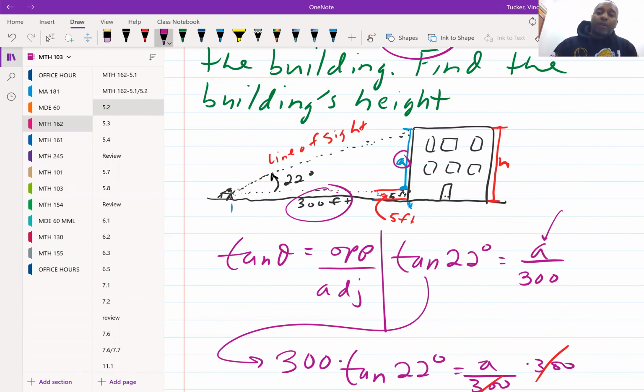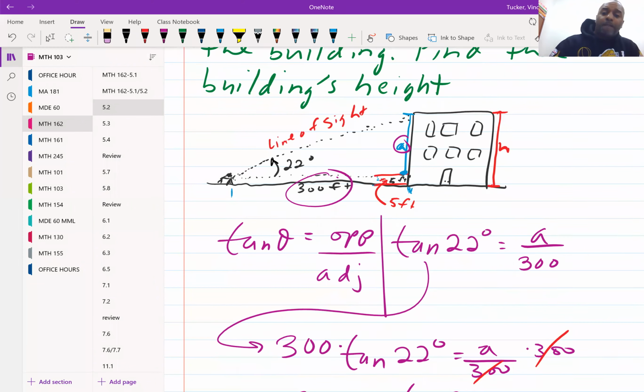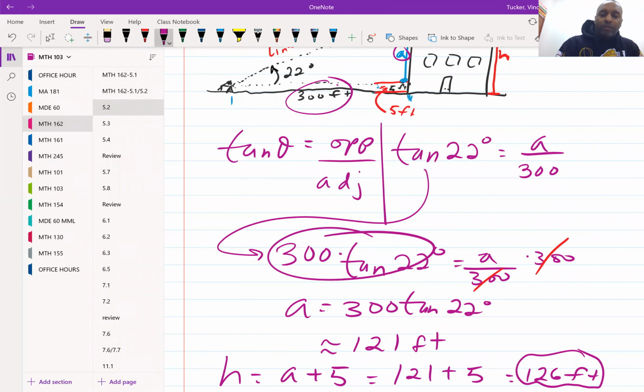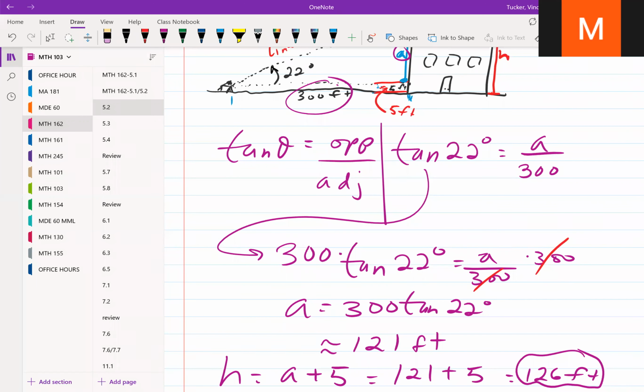And then to solve for A, because we want to know the whole height of the building, but this gives us a piece of that height. So to solve for A, we need to multiply both sides by this 300 to get it from under the A. And so that's why that cancels out right here. And that leaves us with 300 times tangent of 22 degrees. All right, so did I answer your question? Is that good? Yeah, I did. Okay.